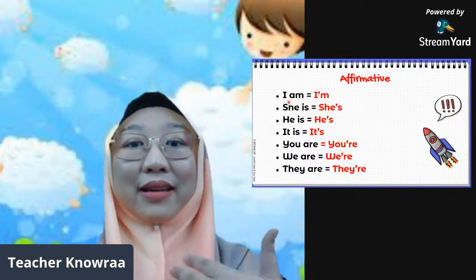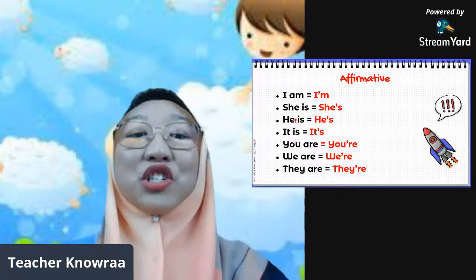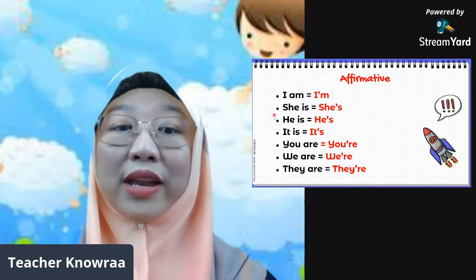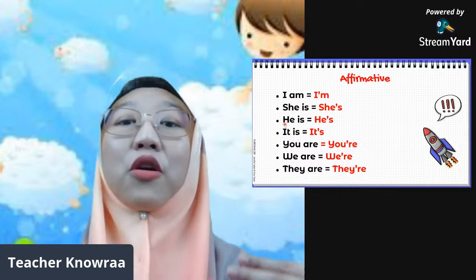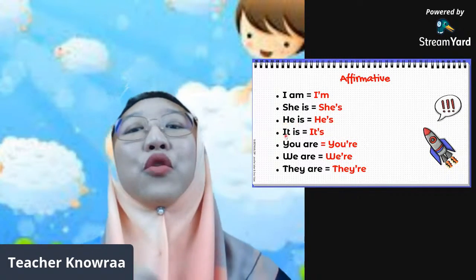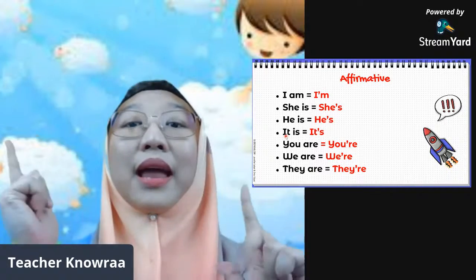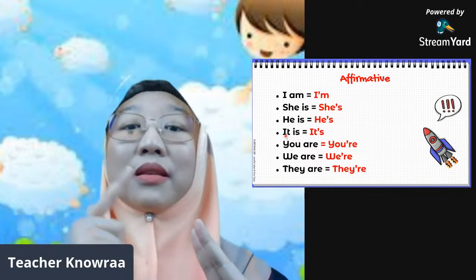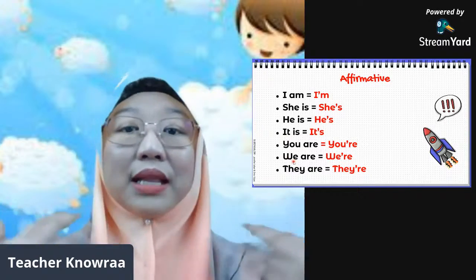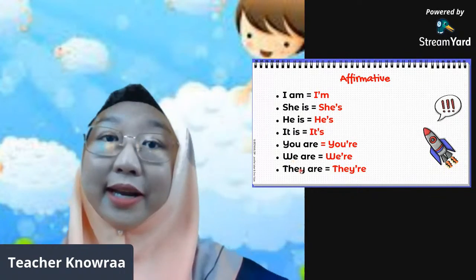I am, saya. She's, she for female, for girl, for woman. Untuk orang perempuan, dia perempuan. He for boy, for man, dia lelaki. It is for animal, thing and place. Haiwan, benda, tempat. You, awak. We, kami atau kita. They, mereka.